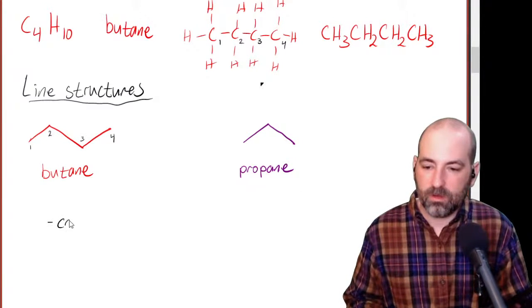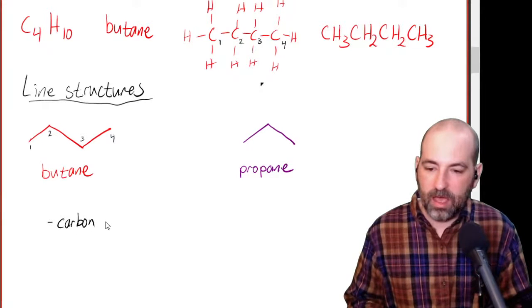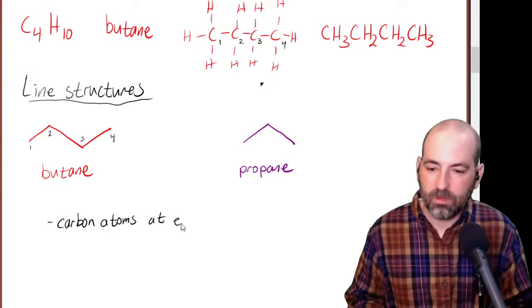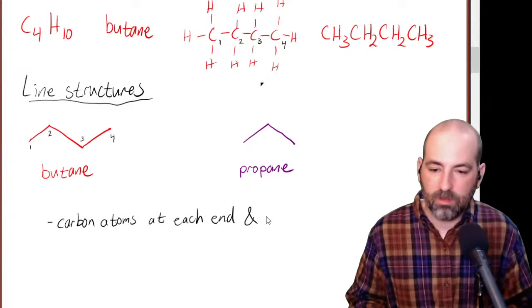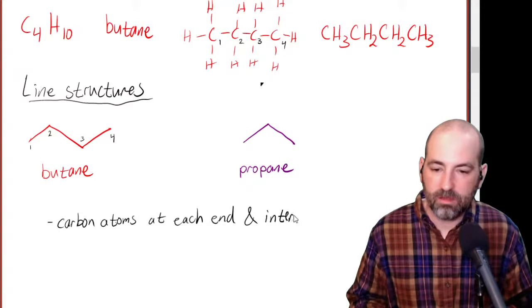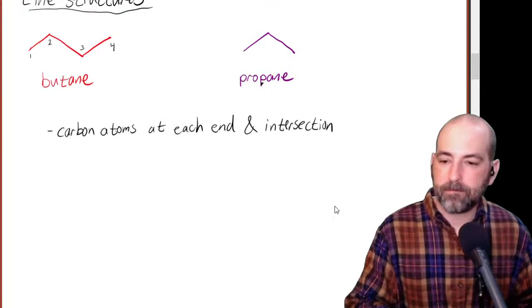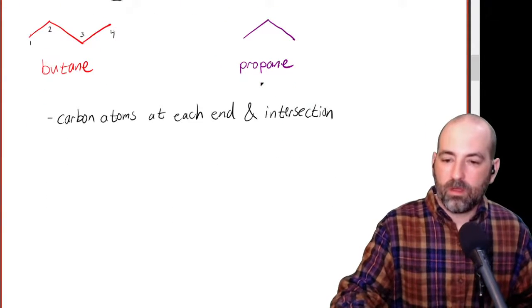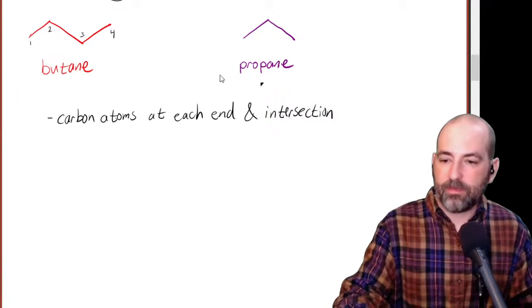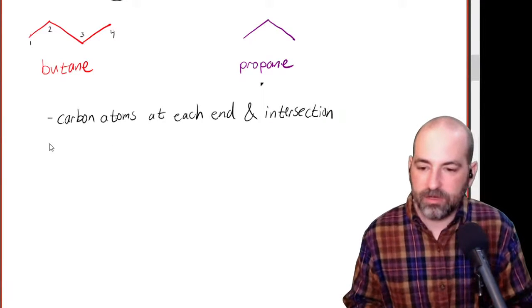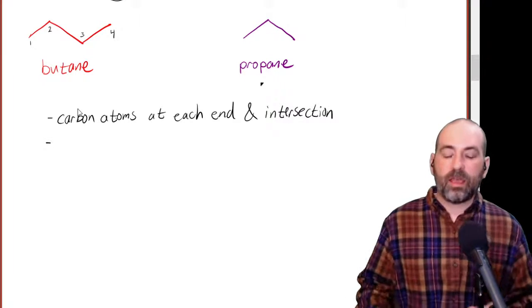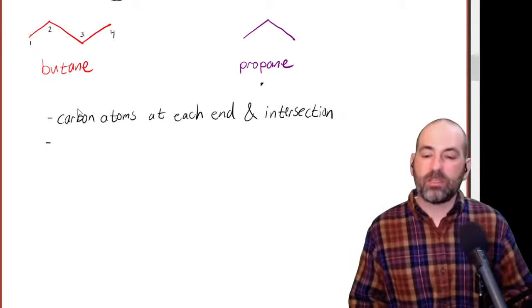So here we've got carbon atoms at each end and intersection, so wherever lines cross. All right, well, that tells us about the carbons, but what about the hydrogens?